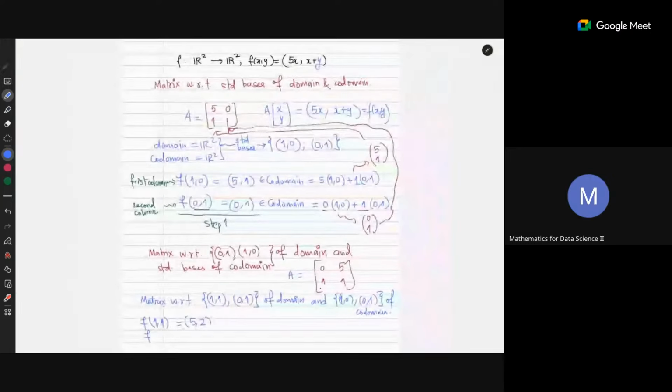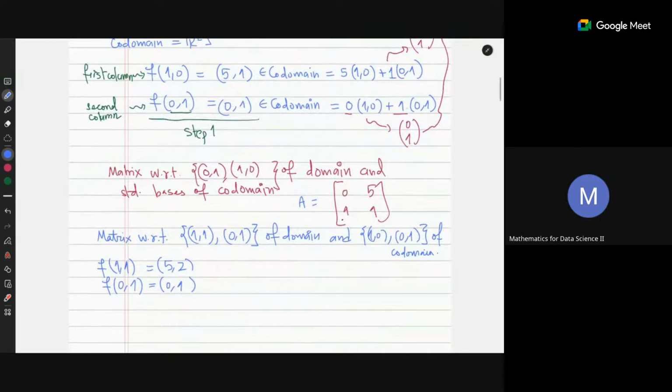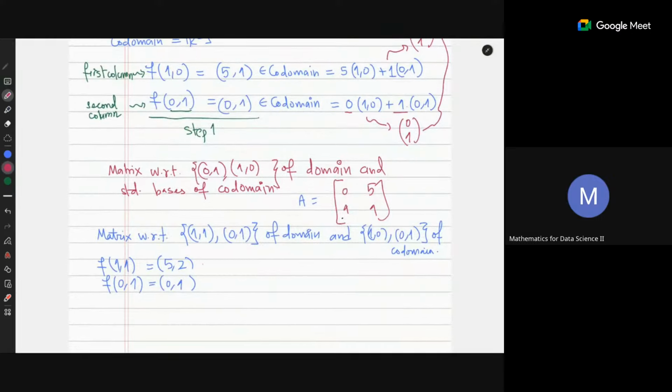What is the second vector of the basis of the domain? (0, 1). Yes. What is the image of that? (0, 1). Right. Now the domain basis part is done, and we need to work with the codomain basis. Let's express each of those with respect to the standard basis. We are working with the standard basis, so we know the coefficients, that is easy: it is 5 and 2, and then it is 0 and 1.